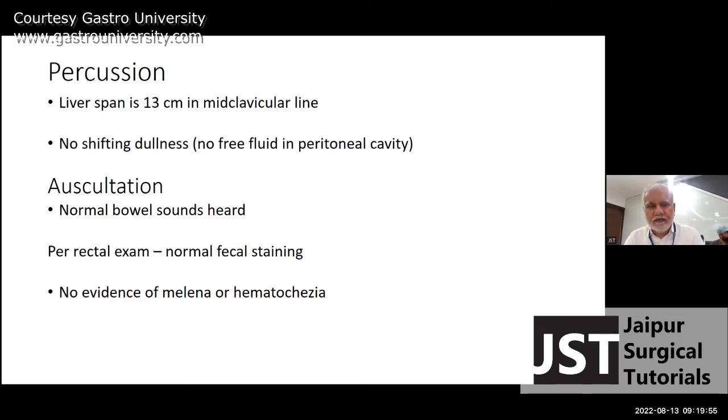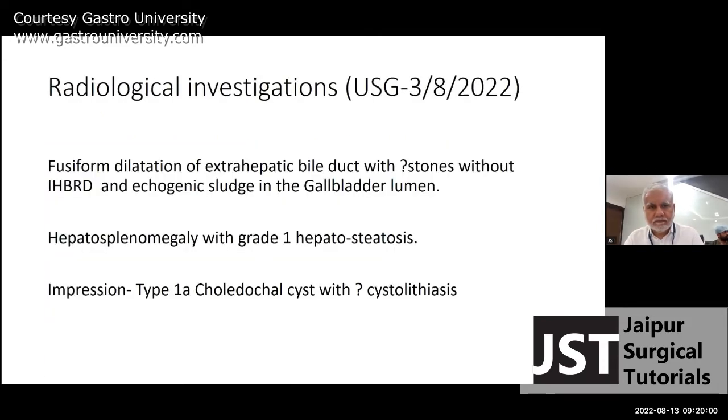Let's see the ultrasound findings. There is fusiform dilatation of the extrahepatic biliary duct with query stones, without intrahepatic biliary radicle dilatation, and echogenic sludge in the gallbladder lumen, with hepatosplenomegaly and grade 1 hepatosteatosis. Type 1A choledochal cyst with query cholelithiasis.